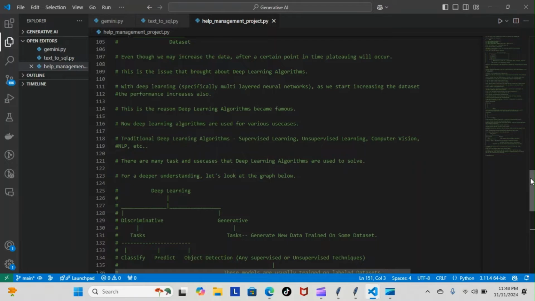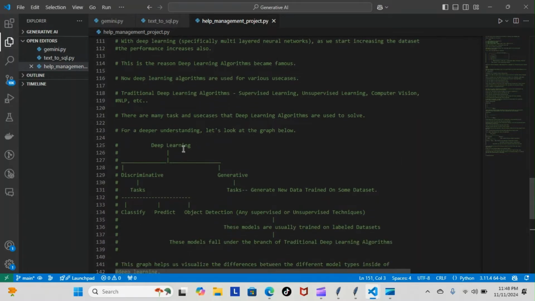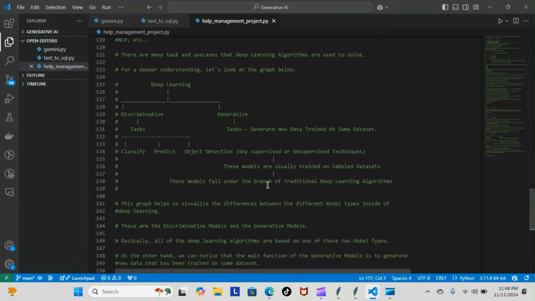So you can see here we have our graph, deep learning. Then you can see it's broken into sections here. We have discriminative and then we have generative. So let's look and see exactly what's going on here. With the discriminative, the tasks for discriminative models are to classify, predict, object detection, or any supervised or unsupervised techniques. These models are usually trained on labeled data sets. These models fall under the branch of traditional deep learning algorithms.